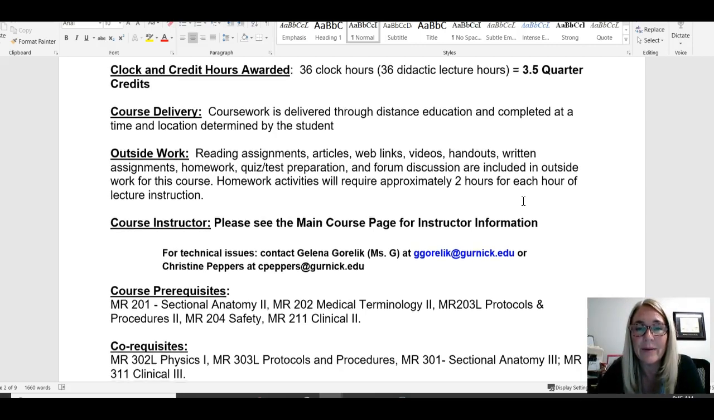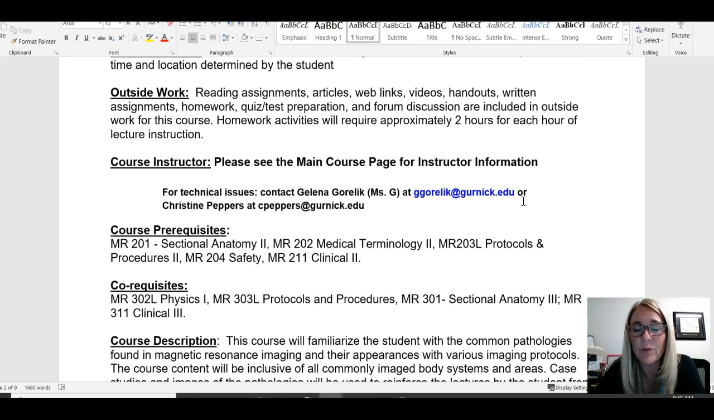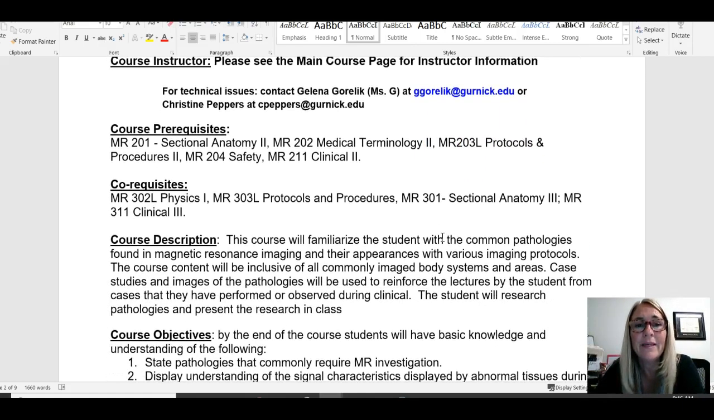You'll have discussion board posts, pathology assignments. You're going to have to go through the PowerPoints along with read the book. You'll have a quiz every week. There's a lot to it, so make sure you stay on top of it. It's easy to fall behind. If you are stuck and you can't get Moodle to work for you, you're going to contact Jelena or Chris Peppers. They will be there to help you.